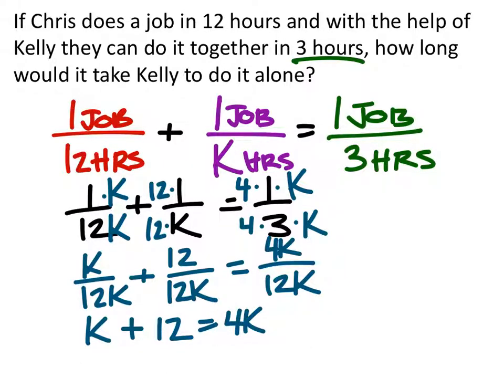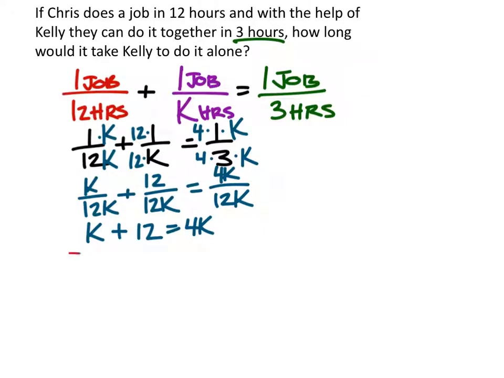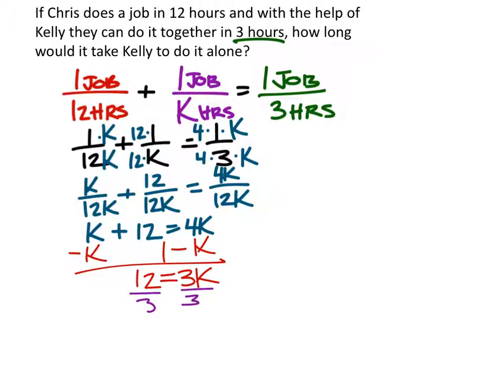Solving this, I'm going to start by subtracting k from both sides. And I got 12 equals 3k. Finally, just divide both sides by 3, making that 1k. So Kelly, it would take 4 hours. And we would kind of expect Kelly to be a lot faster than Chris in this case, right? Because 3 hours is pretty fast together, whereas one person is taking 12 hours by themselves.